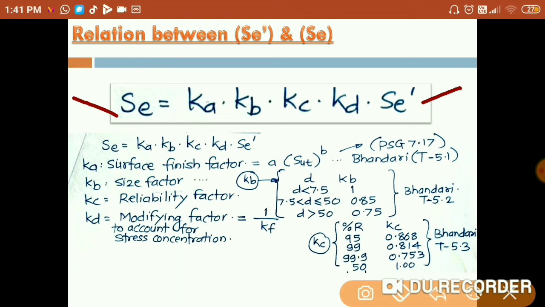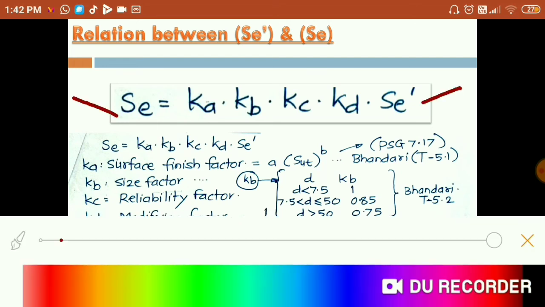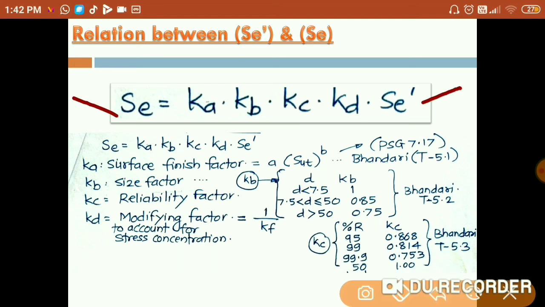Kc is the reliability factor. If reliability is 95%, Kc is 0.868. If reliability is 99%, then Kc is equal to 0.814. If 99.9%, then 0.753. If it is 50%, it is going to be 1.